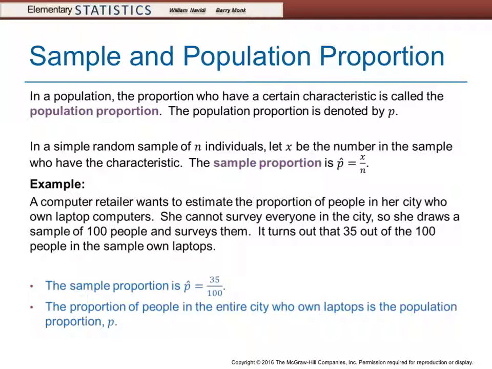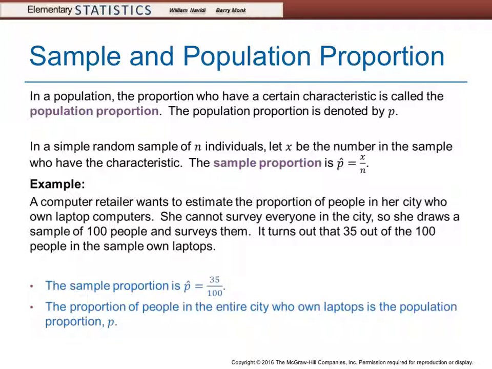So for example, if we're taking a sample from our class data to see how many people had blue eyes, then x is equal to the number of people that have blue eyes, and n is equal to the class size.